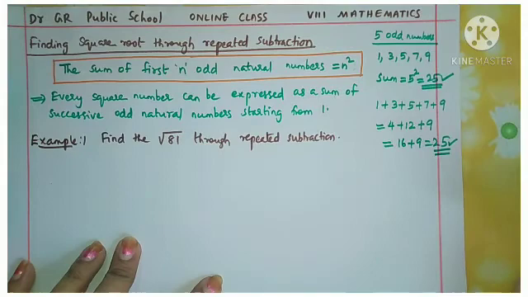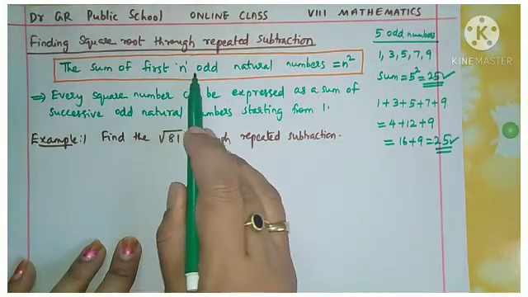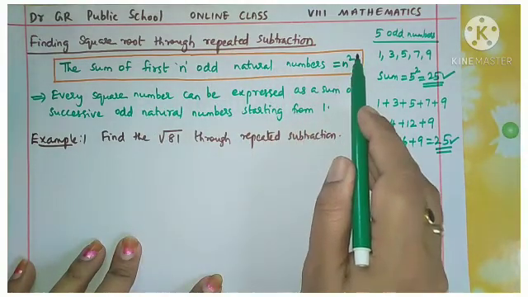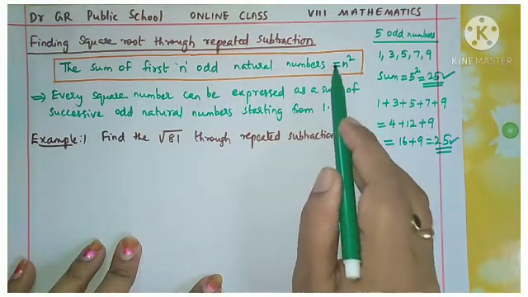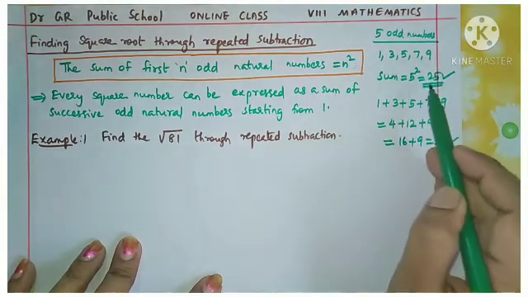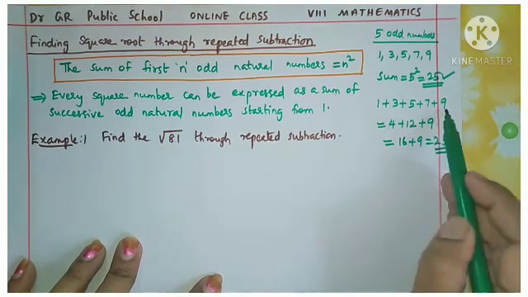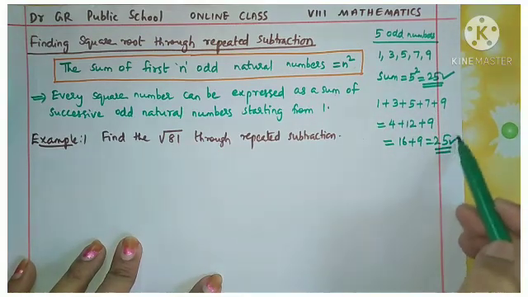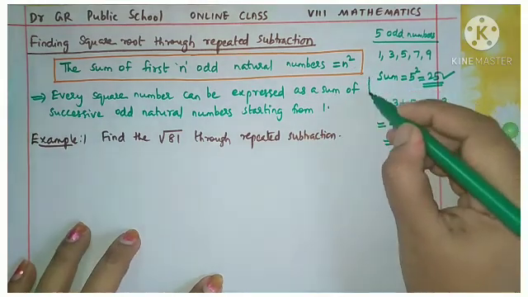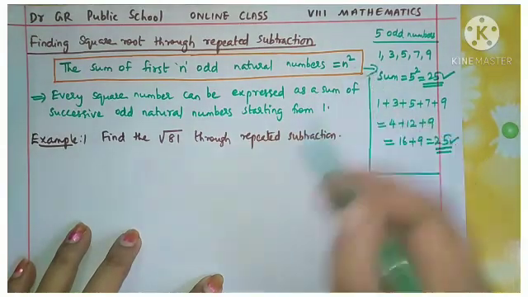So this addition is equal to the square of the number of numbers I have taken. That is what this result is telling: the sum of odd numbers will be equal to the square of how many numbers are present. So here 5 numbers, 5 square is 25. So when you add the numbers, it will be equal to that square value. So this is the meaning of this result. Understand? So this I explained.